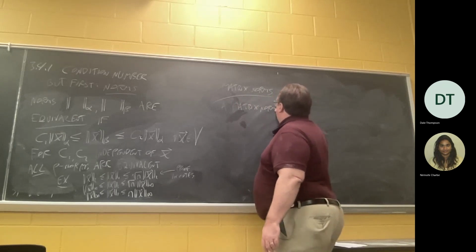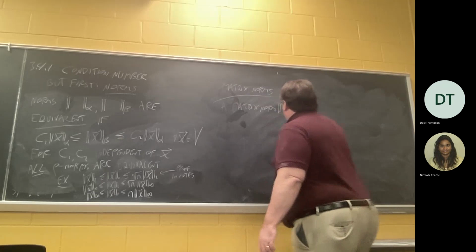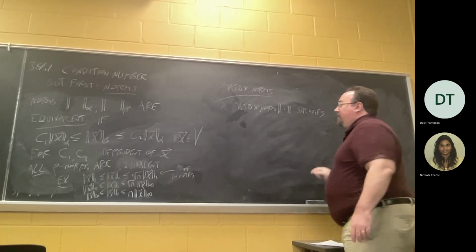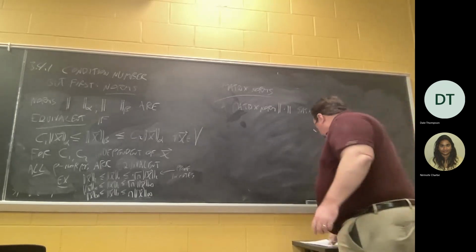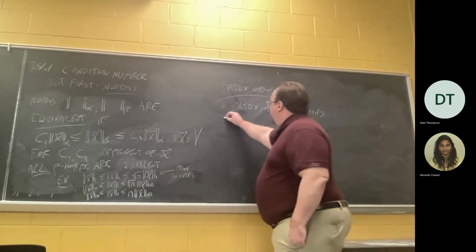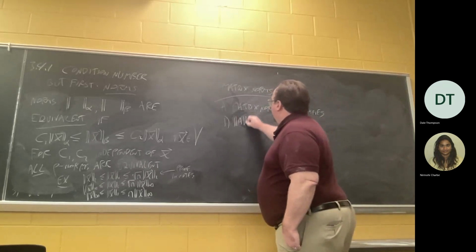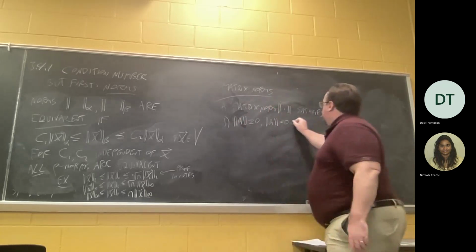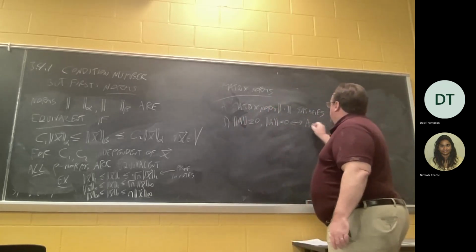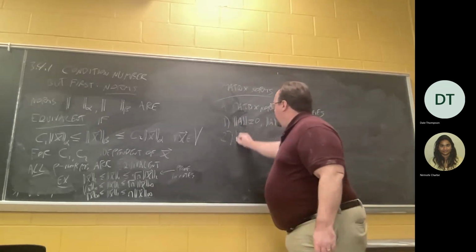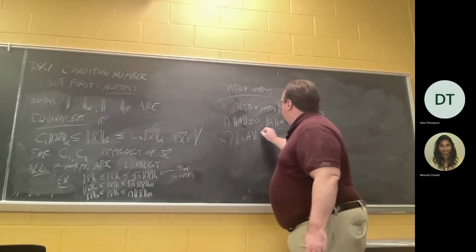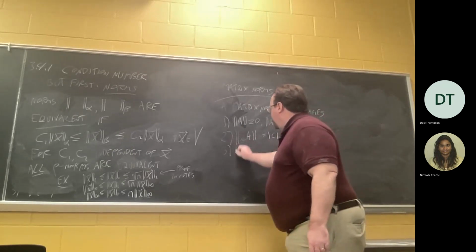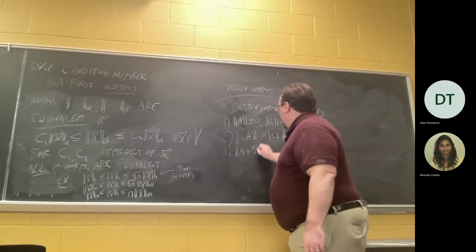So a matrix norm, also defined using norm bars, has essential properties that are the same as for a vector norm. The norm of a matrix must be non-negative. Norm of a matrix is 0 if and only if A is a 0 matrix. You scale the matrix by a constant, the norm scales by the same constant. You have a triangle inequality. It's all pretty boring.